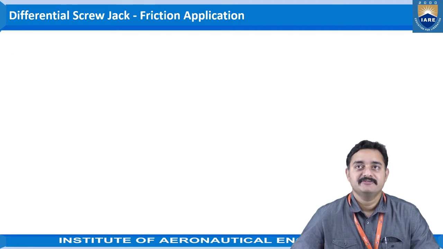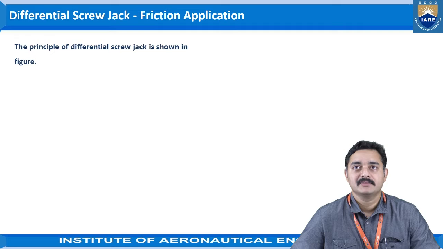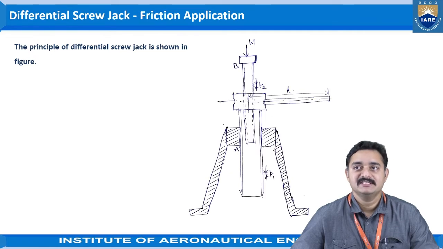Now let us consider the differential screw jack in friction application. The principle of differential screw jack is shown in the figure. Here you can see that there are two components, part A and part B, where part A is the larger screw and part B is the smaller screw. We can understand that part B, the smaller screw, is being inserted into part A, the larger screw. As in the previous screw jack application, this differential screw jack's body will also act as the nut of the system, and the remaining parts are the same.